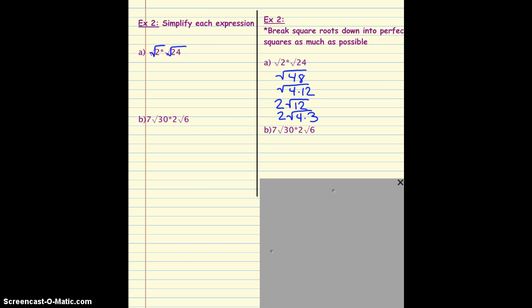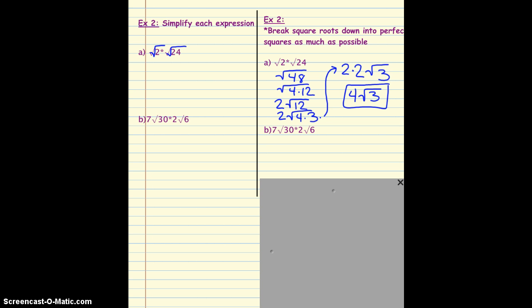I know the square root of 4 is 2. I'm going to go right up here. So square root of 4 is 2, so now we have 2 times 2 in front times the square root of 3. 2 times 2 is 4, so our answer is going to be 4 times the square root of 3.